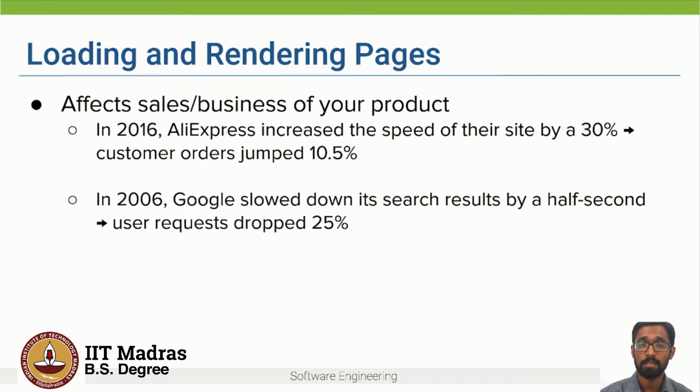And back in 2006, right, Google just slowed down their search results by just half a second, right? But the noticeable effect was user requests dropped by 25%. So there are many other examples which show that loading and rendering pages affects the sales and business aspects of your product as well.